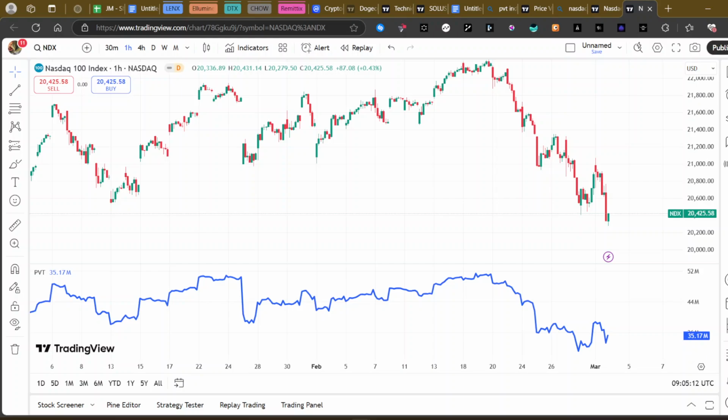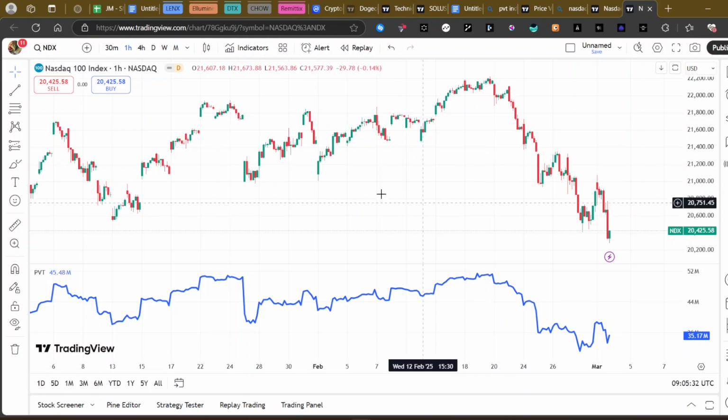So now that we understand what PVT is, let us talk about how to use it in trading. There are three key ways traders can apply the price and volume trend indicator. The first is trend confirmation. The first and simplest use of PVT is confirming trends.